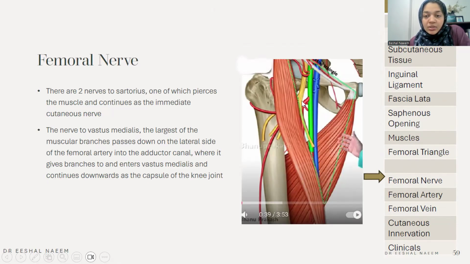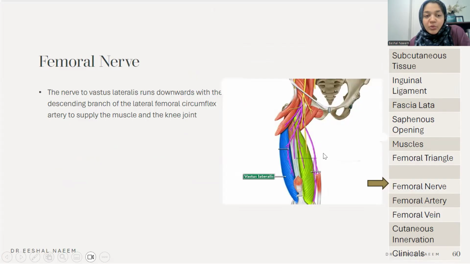Okay, so this is that nerve we're talking about. This is the nerve to vastus medialis, and it's the largest of the muscular branches. It goes on the lateral side of the femoral artery and into the adductor canal, where it gives branches to vastus medialis and continues downwards to the capsule of the knee joint. Okay? Moving on to the femoral nerve.